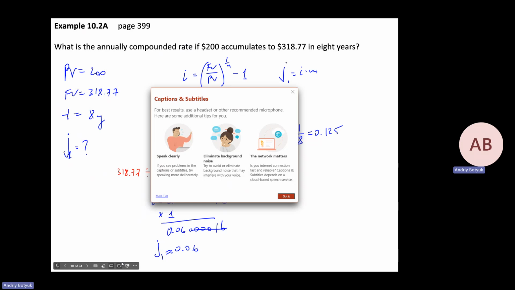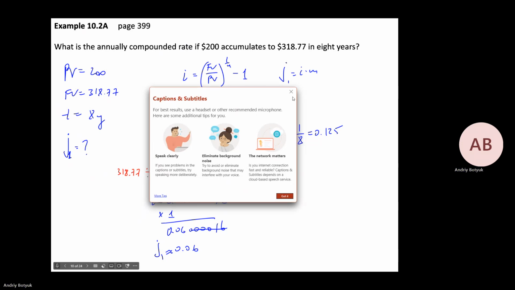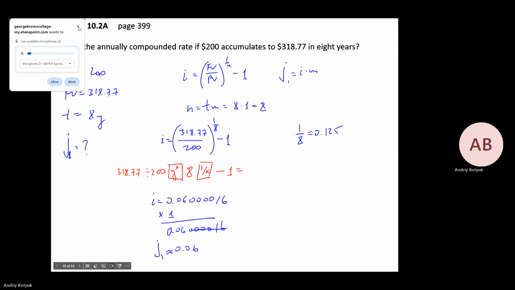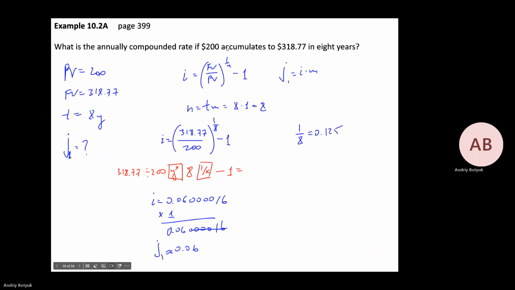As long as the results are the same, use your own way of calculation. Okay?